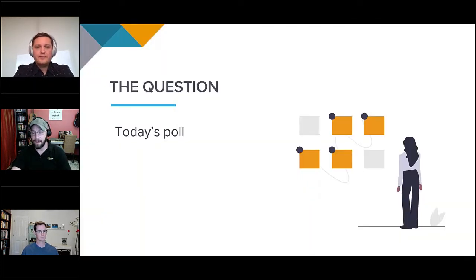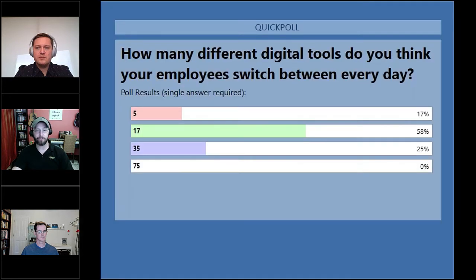All right. Okay, so let's show how you guys did. So these are the results. You picked 5. A lot of people went with 17. A few people went 35. Nobody fell for 75. All right. Good, that one was a little high. I agree with that. I don't have that many apps installed on my machine.